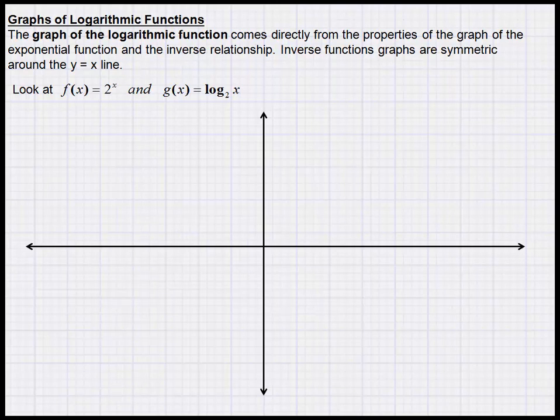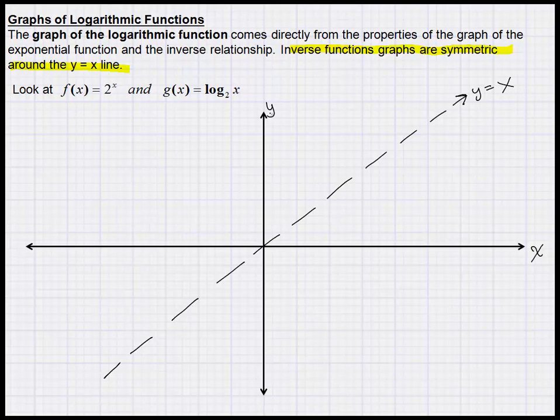Inverse functions' graphs are symmetric to one another with respect to the y equals x line. The y equals x line is this line right here. This is what we call the identity line. It's essentially the 45-degree line that cuts the x and the y-axis in half. The graphs of any inverse functions will be symmetric with respect to that line.